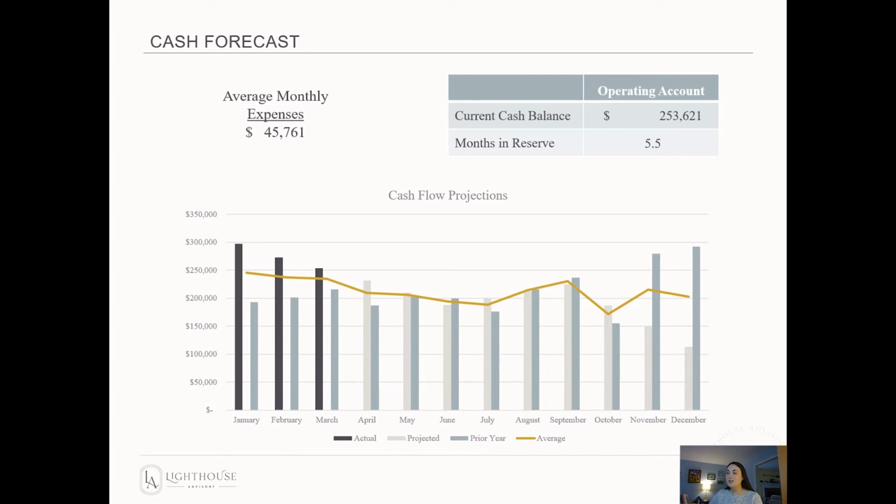The cash flow projections, as you can see, we are starting into April. So we have actual information for January through March, and then we have projections for the remainder of the year as compared to the prior year. And then the average is the yellow line going across. So that helps the business owner understand, where am I? Where do I expect things to be? Where's my low point? Am I ever going to be too short on cash to continue operations? And it gives a good picture of how healthy they are for moving forward.